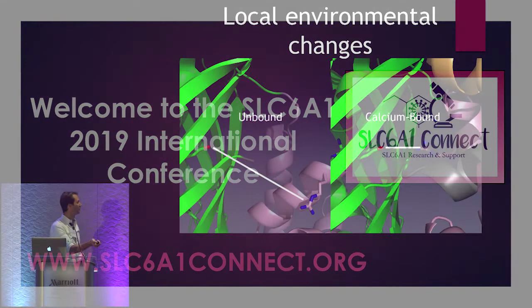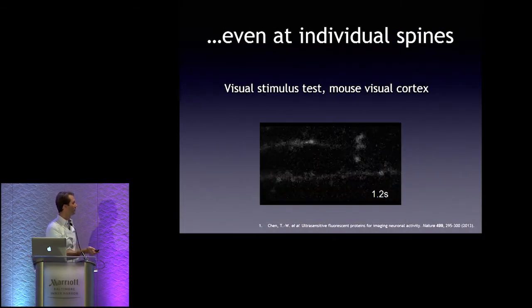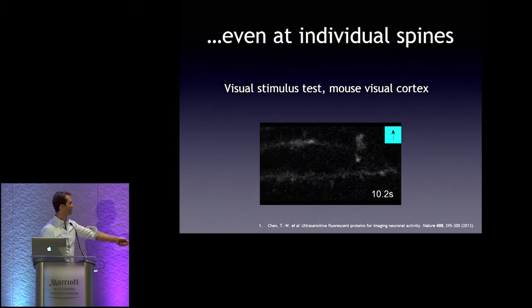The key thing here is to show you the movie, which is it can even resolve individual spikes on individual spines.